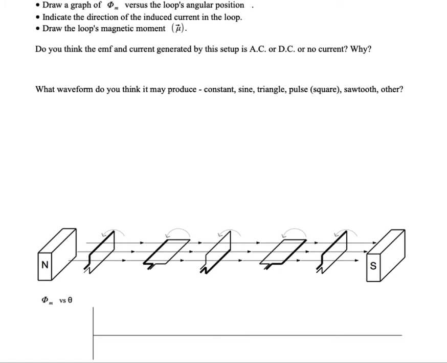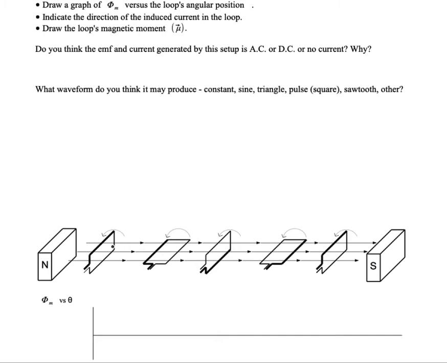So we're going to have to use what we know so far about how currents get induced in wires that are moving in magnetic fields. And do you think the EMF and current generated by the setup will be AC, DC, or no current at all? Well, let's take a look at each of the different positions.